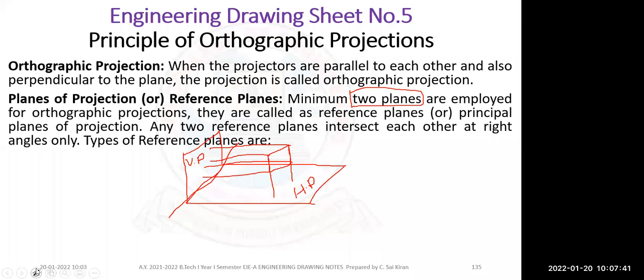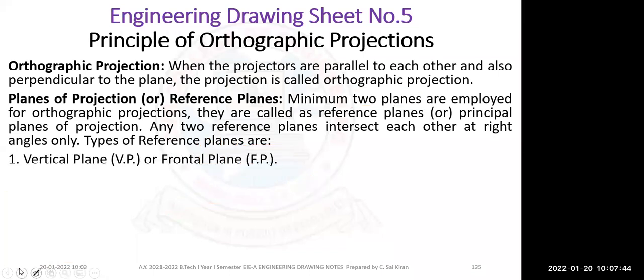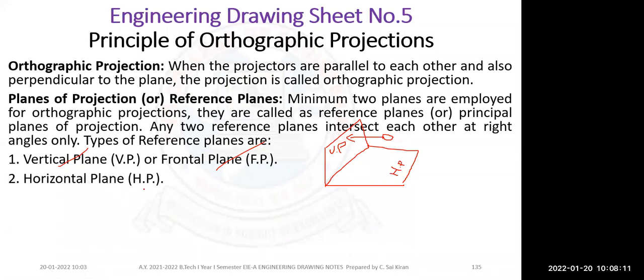So there are different types of reference planes. One is the vertical plane, or frontal plane, because if you see the front, this is your vertical plane. This vertical plane is the front of the object. This is the object, and this is the front of the object. It is called the vertical plane VP or frontal plane FP. This we call HP. The next plane is the horizontal plane, HP.